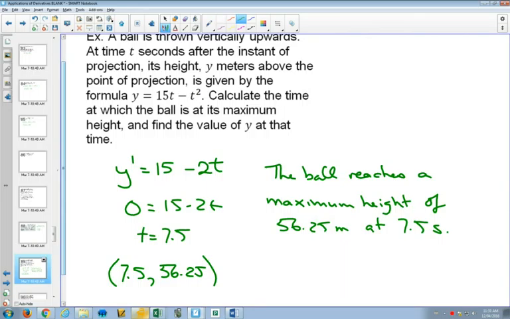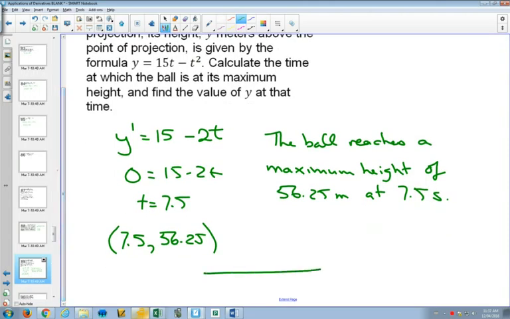Other things we could have done, as far as connecting this to curve sketching: if you check before 7.5, the derivative is going to be positive and going up. After 7.5, it's negative. So you could really tell that 7.5 was the maximum point. We'll do one more.